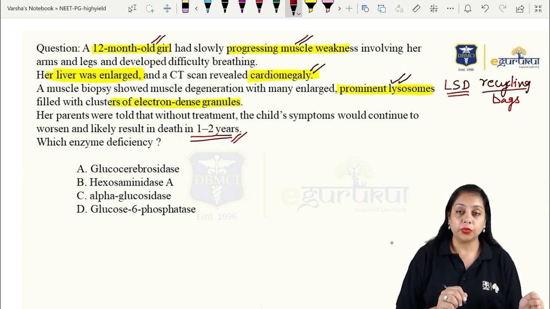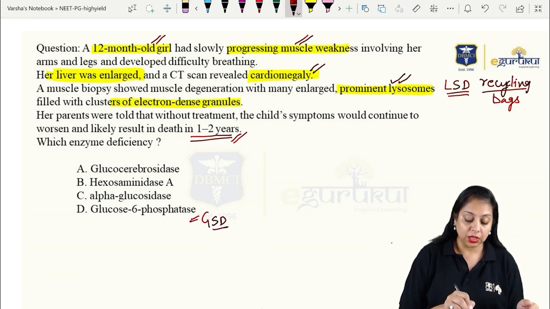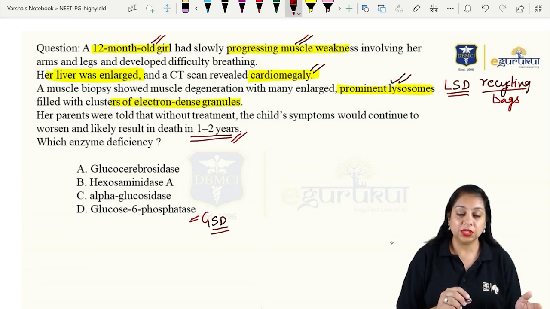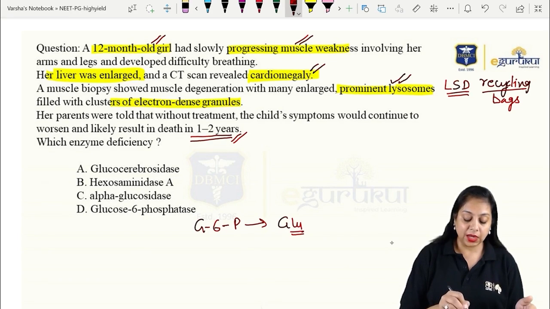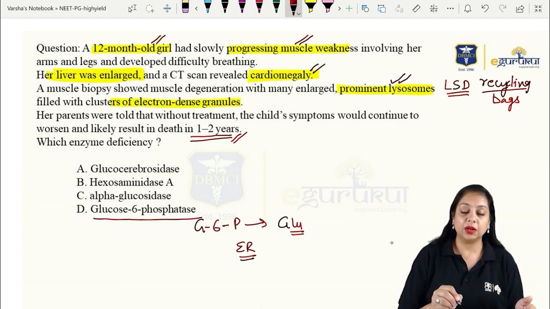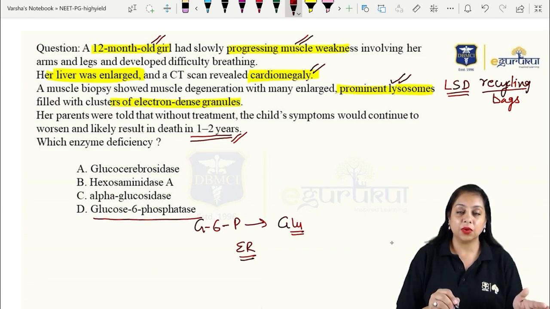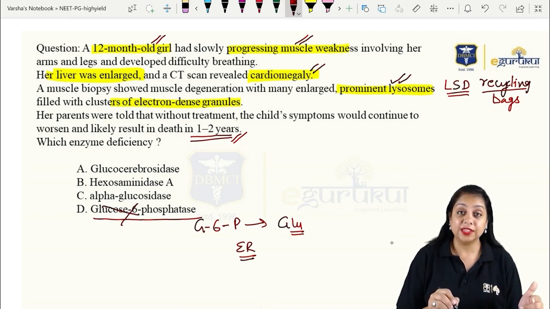So you have four options: glucose 6-phosphatase, alpha glucosidase, hexosaminidase, and glucocerebrosidase. Glucose 6-phosphatase deficiency is a glycogen storage disorder, but we don't see cardiomegaly or early death. That's von Gierke disorder. Glucose 6-phosphatase converts glucose 6-phosphate into glucose, and it is an endoplasmic reticulum enzyme, not found in the lysosome. So this is not a possibility.